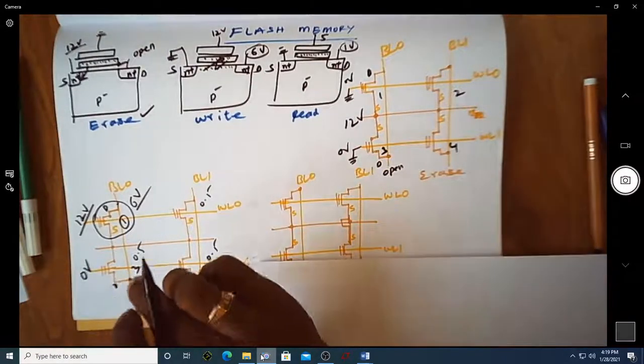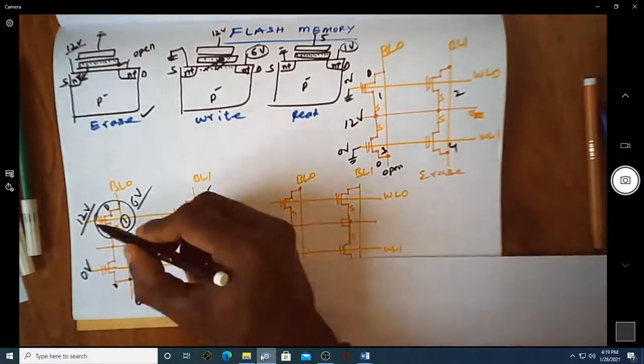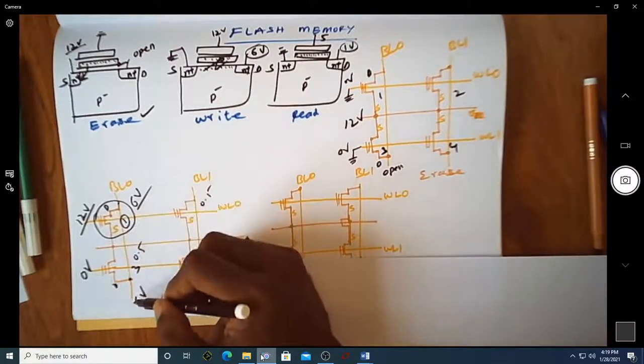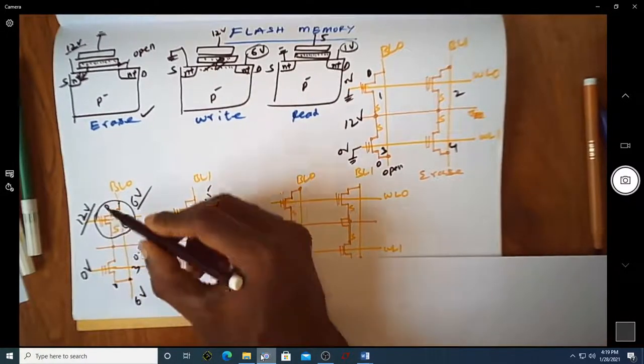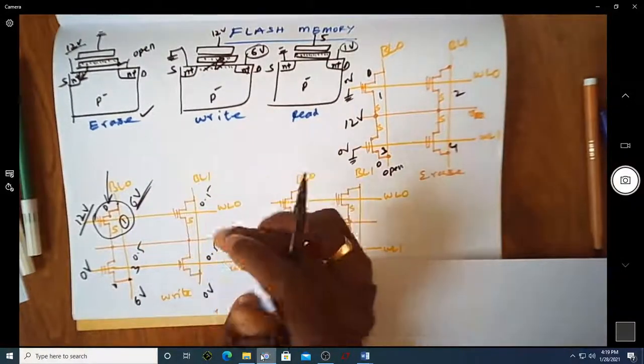Now I want to write, meaning I want to enhance the threshold voltage of only this transistor. That's why I'm making this gate 12 volt and the corresponding drain 6 volt. So this threshold voltage has increased from 0.5 to 6 volts.